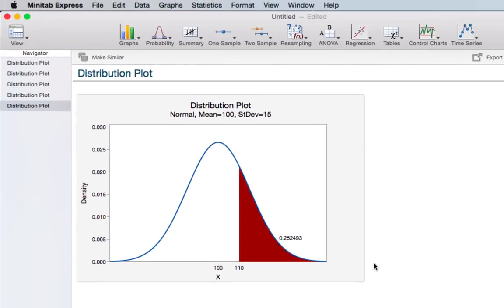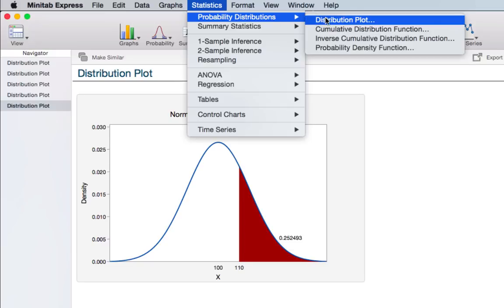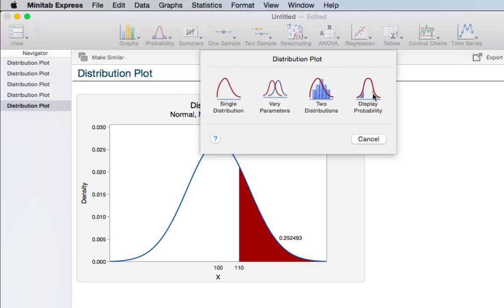In all of these examples, we've had a specified x value. It's also possible to tell Minitab Express a proportion to find the z-scores or scores on any other normal scale that separate given proportions. For example, let's find the z-scores that separate the middle 95% of observations from the outer 5% of observations. In other words, the multiplier that we would use when constructing a 95% confidence interval. Again, we'll go to Statistics to construct a distribution plot and display probability.